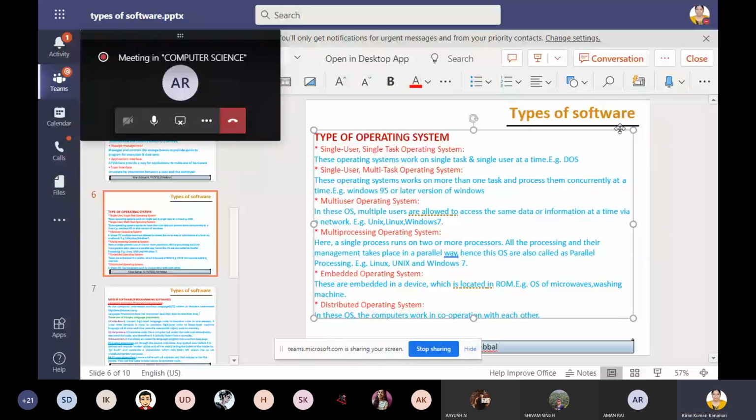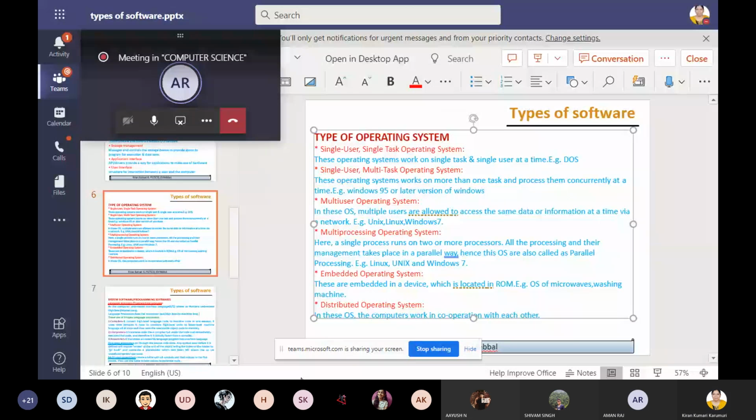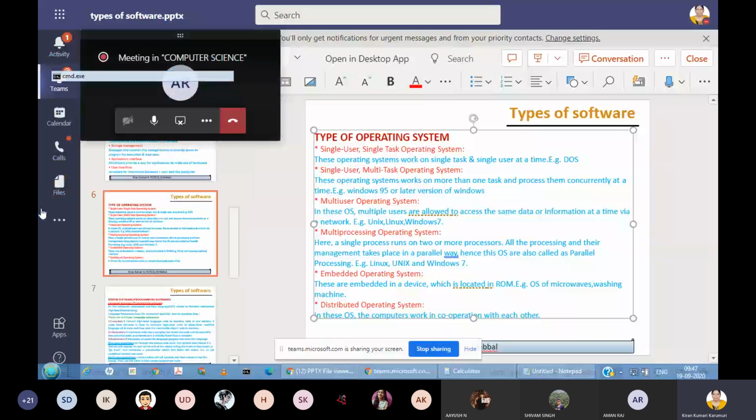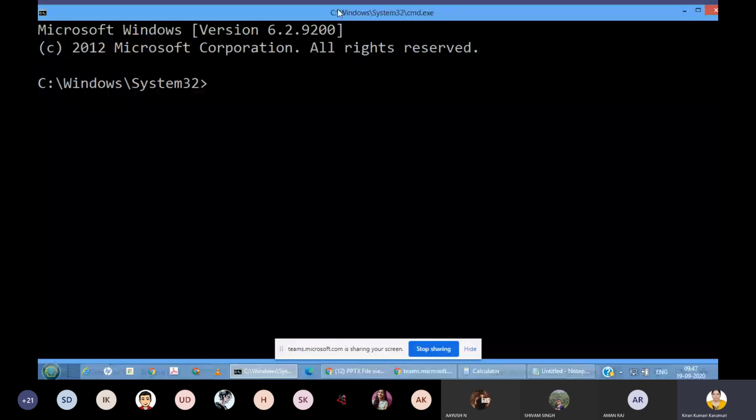BIOS, no? This one, DOS, disk operating system. Yes, DOS is disk operating system. See, for example, I'll show you. Command prompt में जाएंगे ना. See, actually, this was the actual operating system initially.